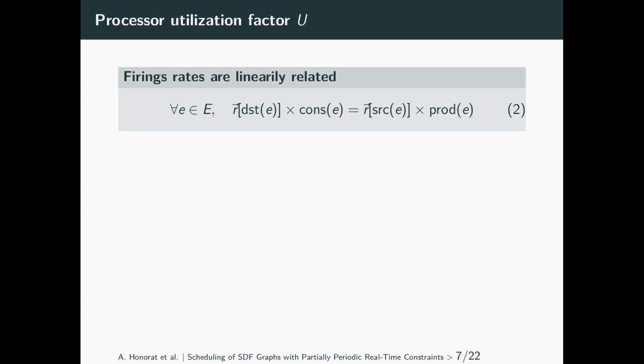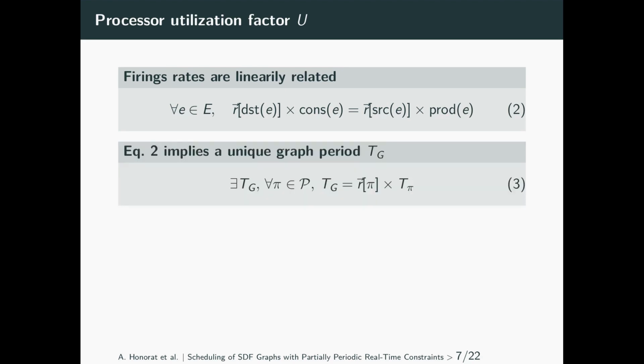First, we notice that all numbers of firings are linearly related. Equation 2 derives directly from the definition of the repetition vector. I will not explain all the formulas shown in this slide, but just give you the hints about how we obtain them. As all numbers of firings are linearly related, there is a unique graph period. This is equation 3. This graph period will be the duration of any scheduler iteration. Note that we can also define a scheduler iteration duration, that is a graph period, without having any periodic actor in the graph.